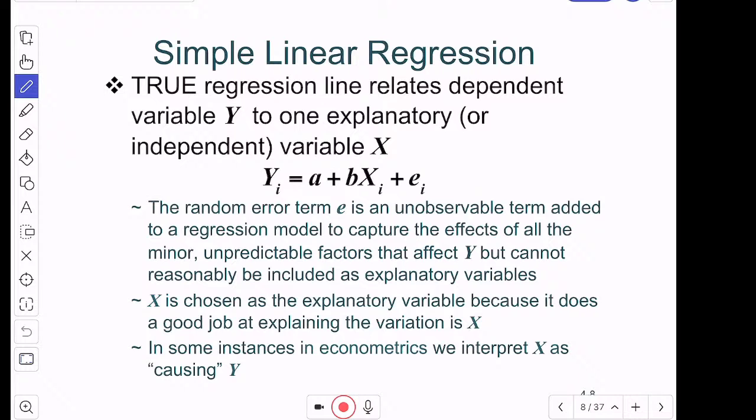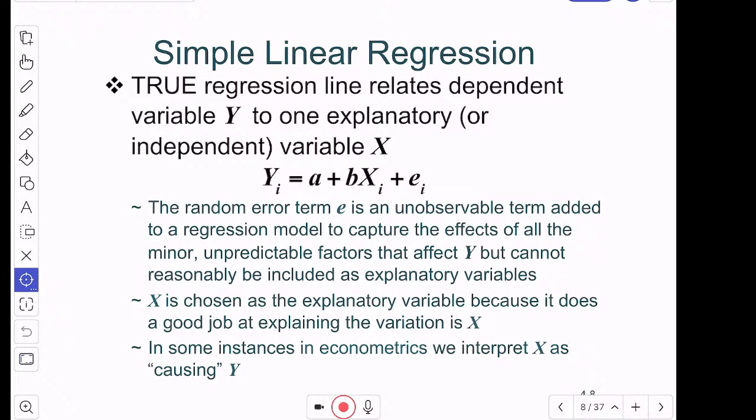So this is important to say. The random error term is unobservable. We don't see that. It's added to a regression model to capture the effects of all the minor unpredictable factors that affect Y, but cannot reasonably be included as explanatory variables.